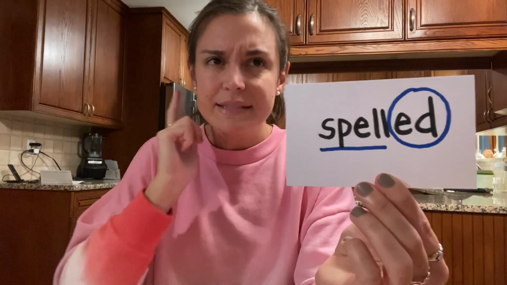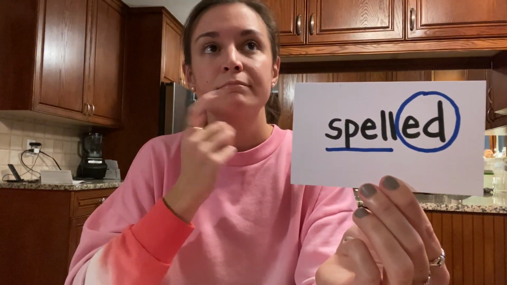Let's look at another example. This word is spelled. Let's tap out spelled. Ready? S-p-e-l. Spell, spelled. Listen carefully. What sound does ed make in spelled? Ed says d. That is one of the sounds that ed makes.